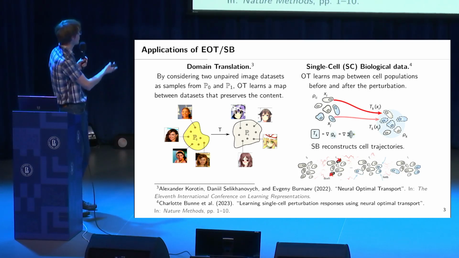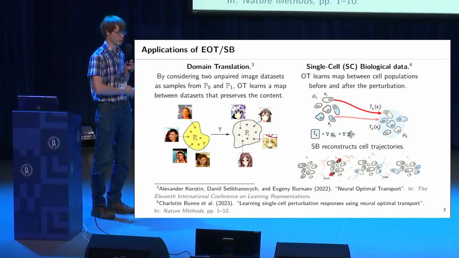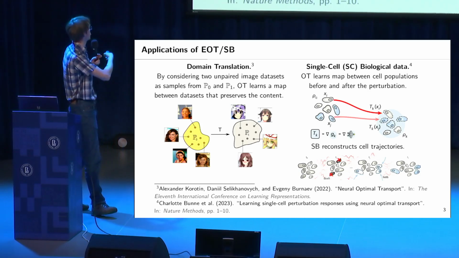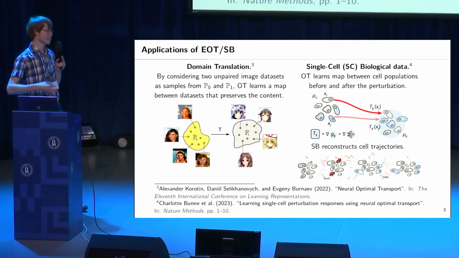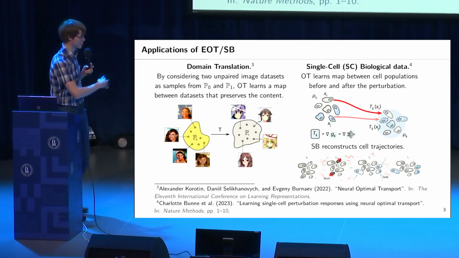For example, for domain translation, where we want to map from one image data set to the other image data set while preserving some content. For example, in order to create anime faces of original faces. In this case, we want these anime faces to be similar to the original faces.